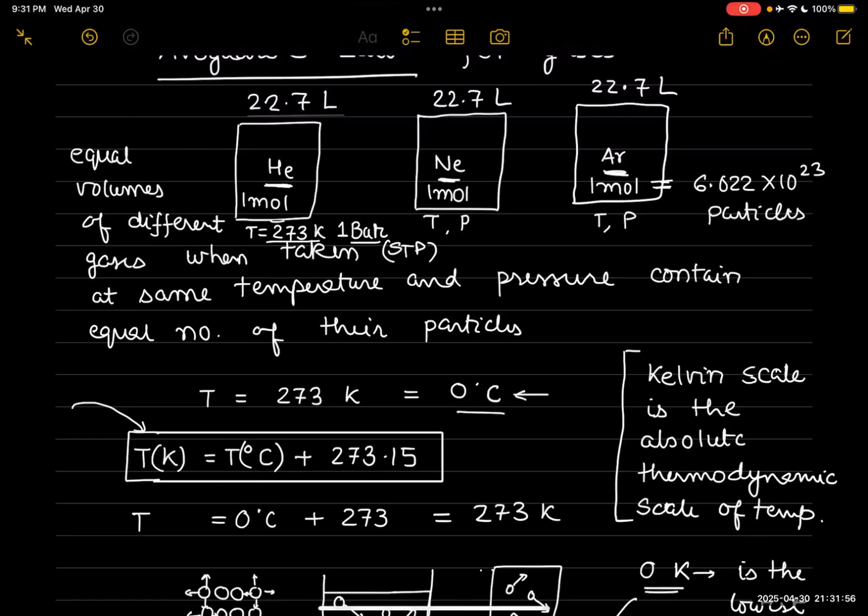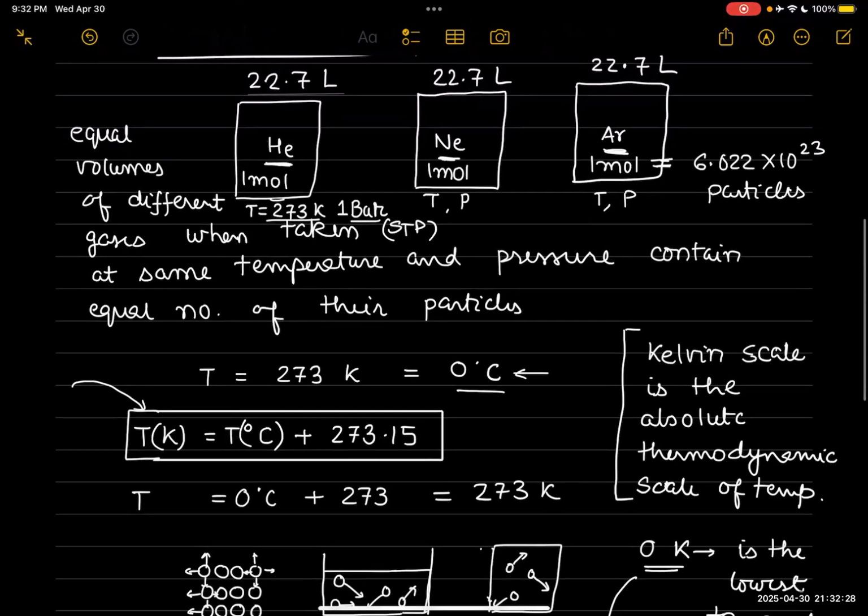Standard pressure is set, that is 1 bar, and temperature is 0 degrees Celsius. Why do we use the bar? Because bar is actually the standard way to measure pressure. Is it clear? Yes, bar is the unit of pressure. So standard temperature is 273 Kelvin or 0 degrees Celsius, and pressure is 1 bar.